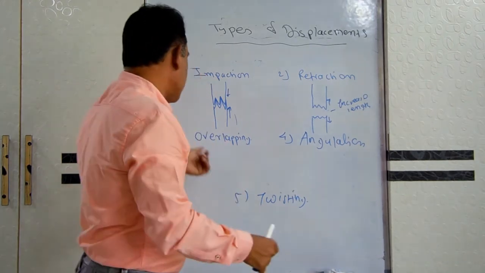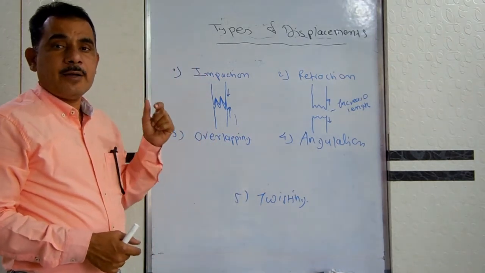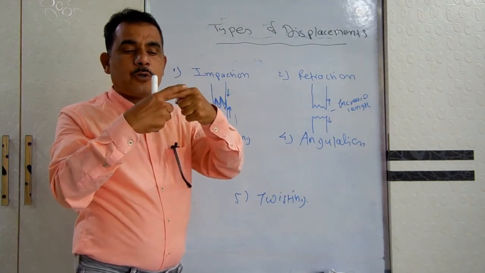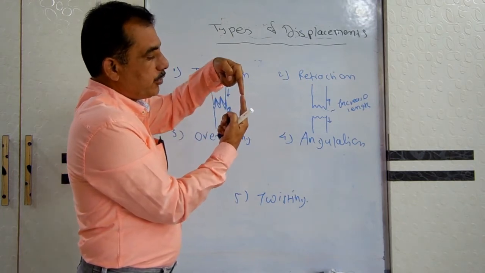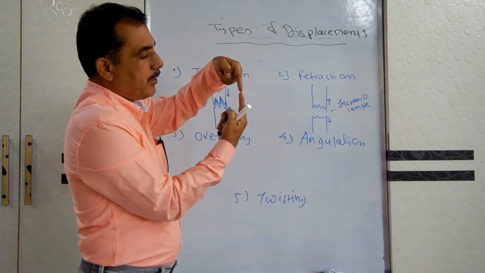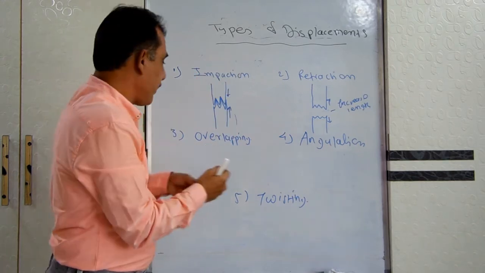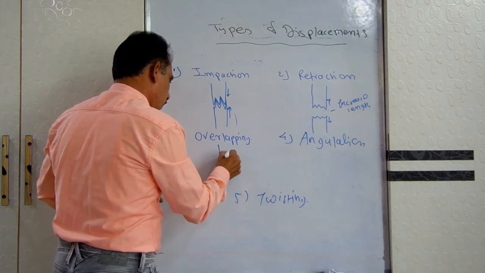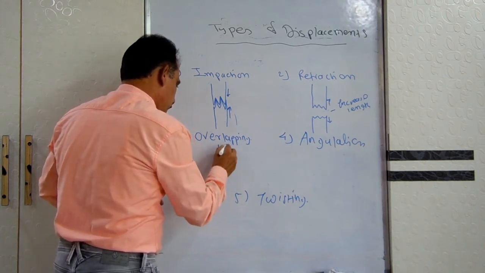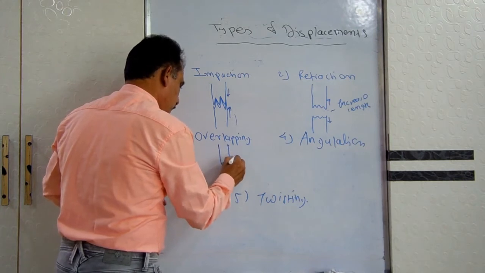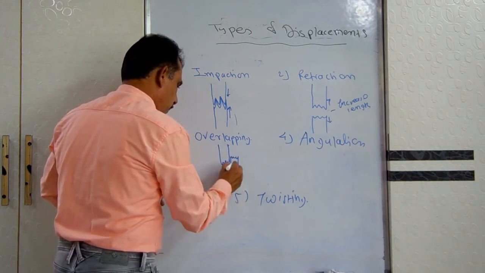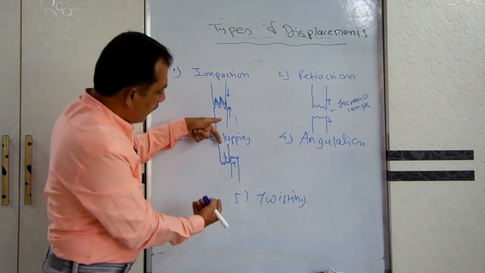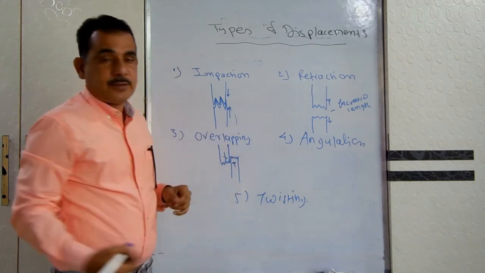Do you get it? Then next, the overlapping. In overlapping, the two fracture ends overlap on each other. After the fracture, what happens? They overlap on each other like this. Suppose this is the bone, and after the separation of the line, the ends overlap on each other. Overlapping. So one end overlaps on the other end.